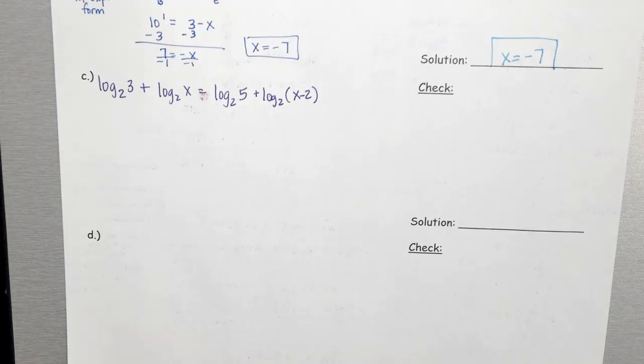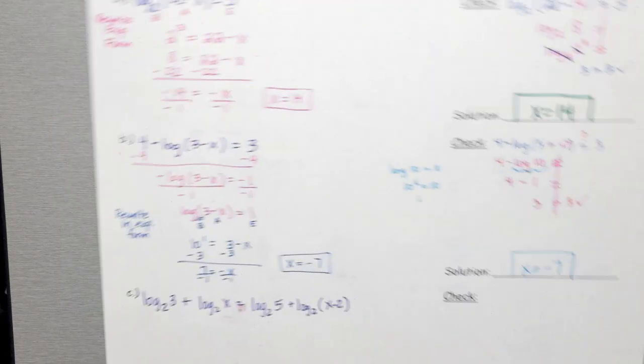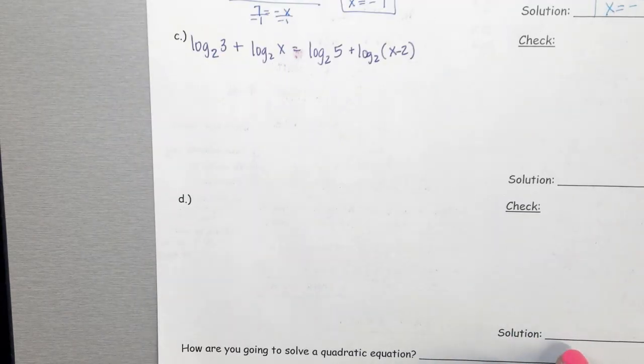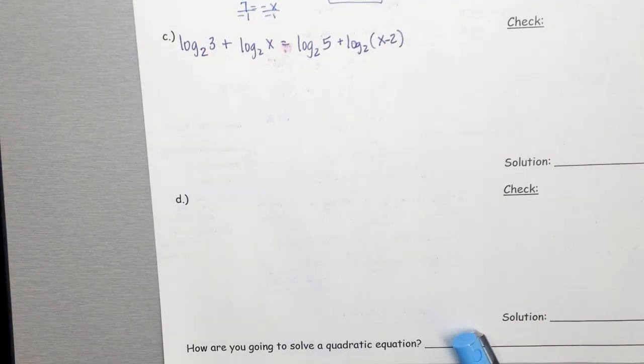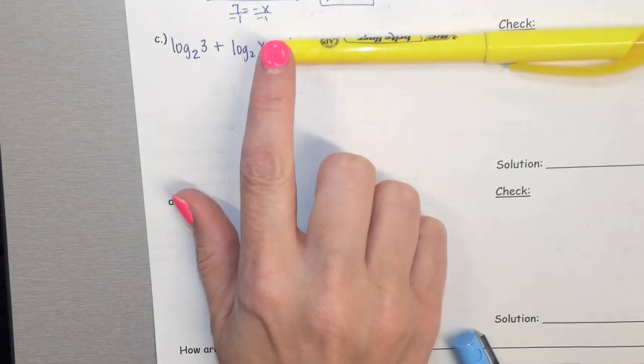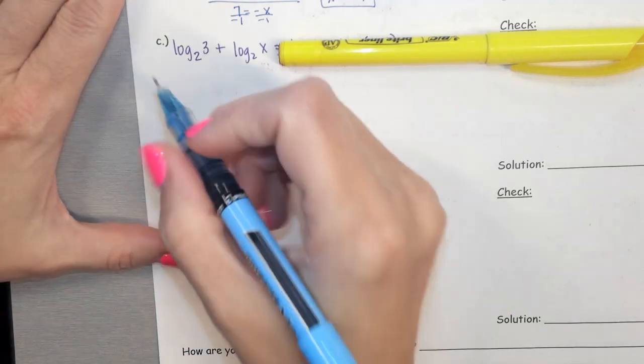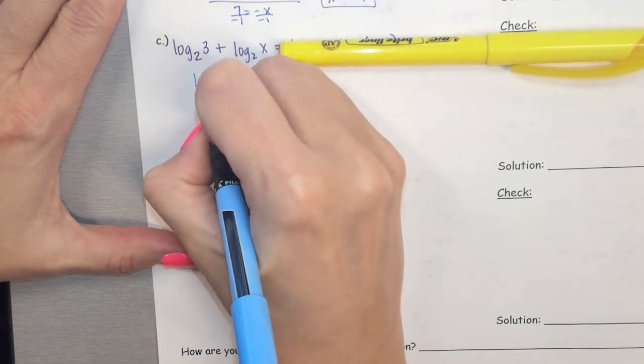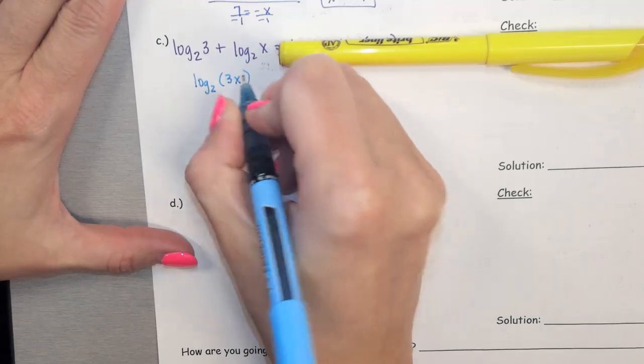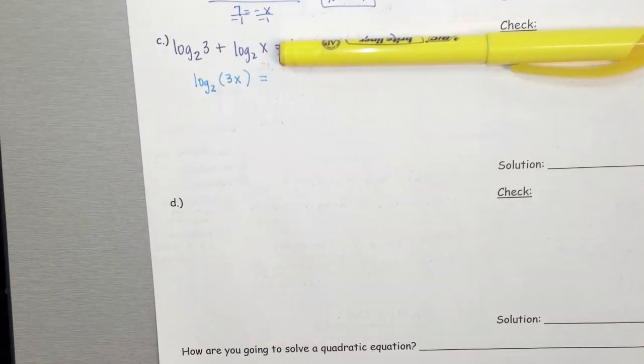Before that, actually, we do have to use those laws of logs, right? So what law of a log can I use on this side, if I'm just looking at this? I have log base 2 of 3 plus log base 2 of x. So based on what we did yesterday, what law can we use? Yeah, the product law. Good. Okay, so then here we have log base 2 of 3x. Okay, you guys with me on that part?